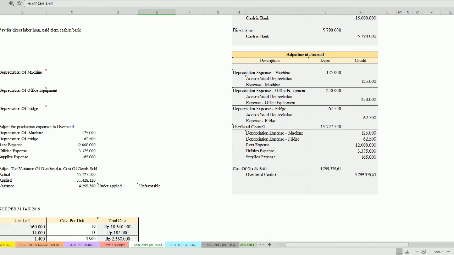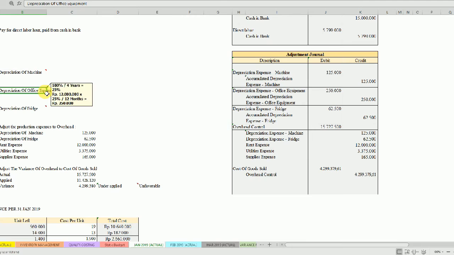And lastly, there are some transactions that need to be adjusted, and we should make the adjustment journal entries. On 31st January 2019, depreciation of machine. The formula would be 100% divided by 8 years. We will get 12.5% and times 12 million divided by 12 months, and we will get the depreciation machine expense for that month. The journal will be depreciation expense of machine to accumulated depreciation of machine.